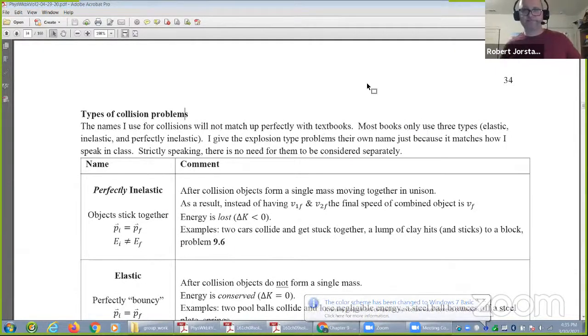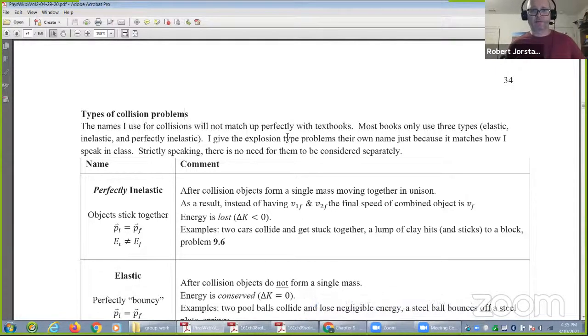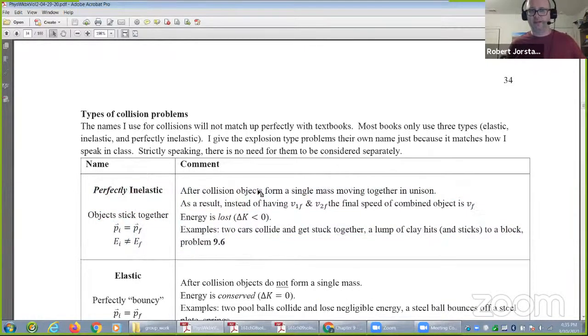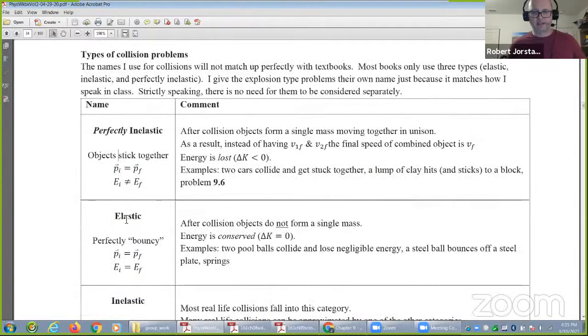Let's do a quick review. If you have a collision where two objects hit and stick together, we're going to call that perfectly inelastic. Energy is not conserved, but momentum is. Elastic: think rubber bands are made out of elastic. They're bouncy, they're stretchy, they're like springs. They tend to conserve energy. Elastic is the word for a collision which conserves energy.